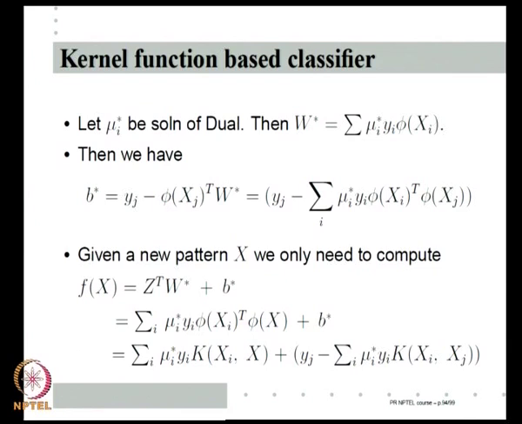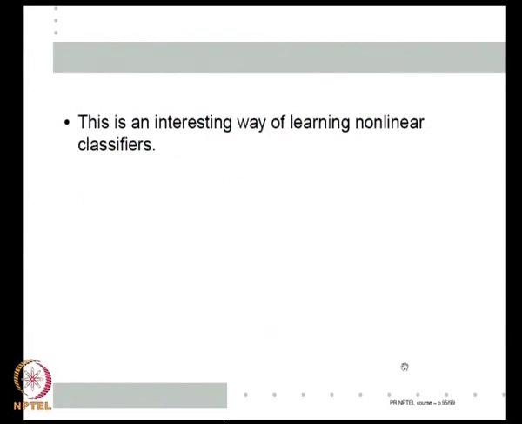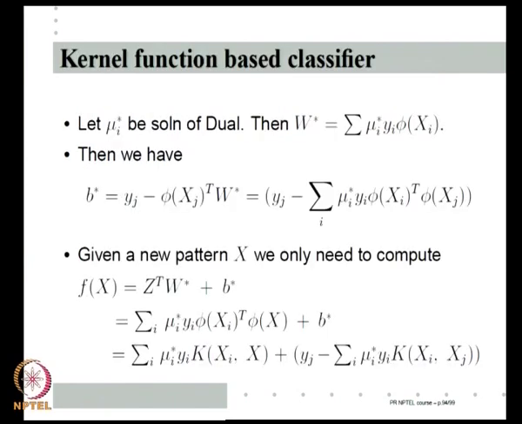After obtaining the mu's, you give me any new x and I want to calculate its actual phi x transpose W star plus B star. Once again, I do not have to calculate phi x at all. I can do it with the kernel functions. I just have to calculate this, right. This is a really interesting way of learning nonlinear classifiers.